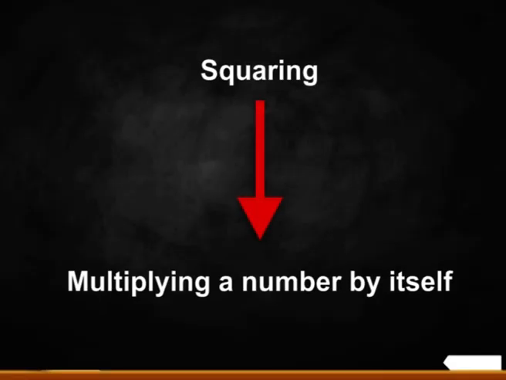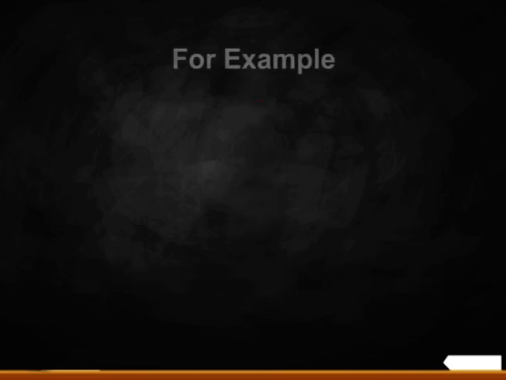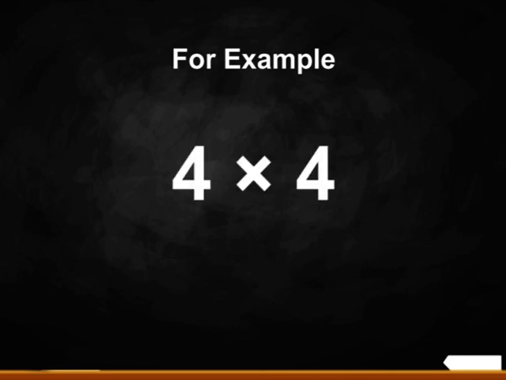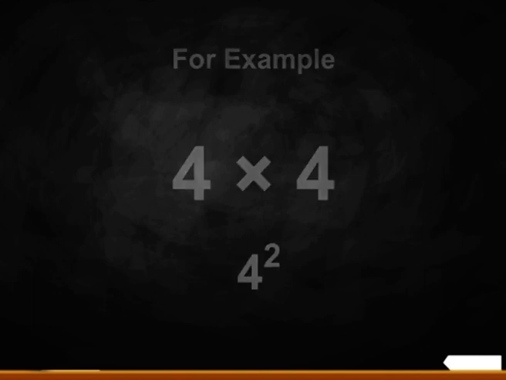Squaring of a number is a simple process. It can be defined as multiplying a number by itself. Thus, for example, if we multiply 4 by 4, we are said to have squared the number 4. The symbol of square is represented by putting a small 2 on the right upper corner of the number, where x is any number to be squared.